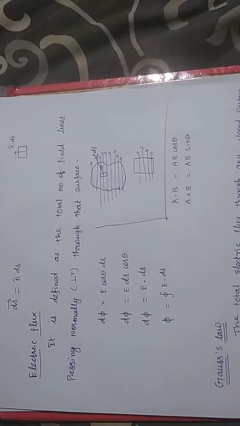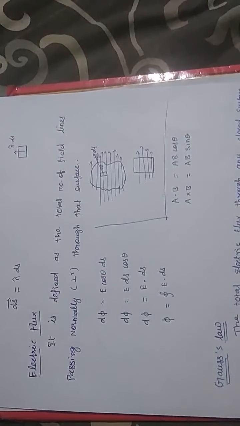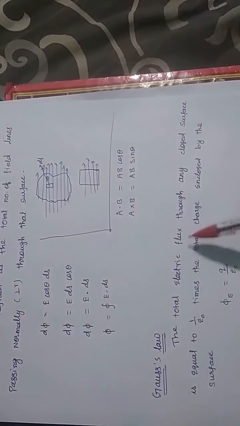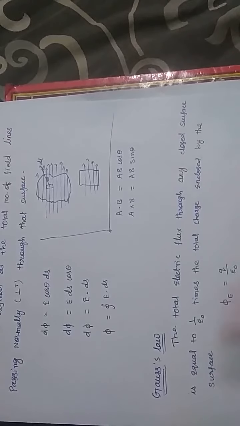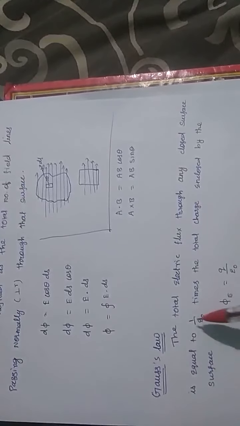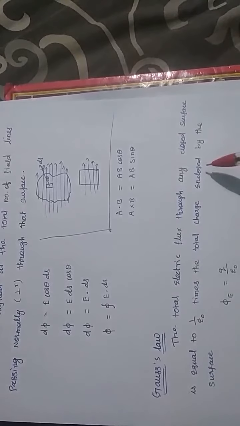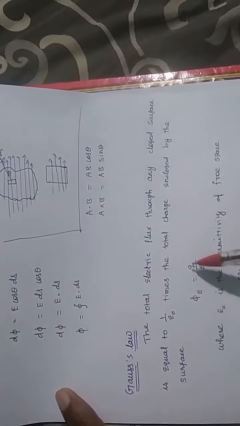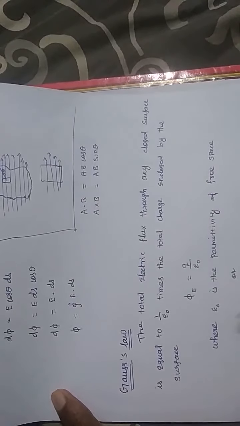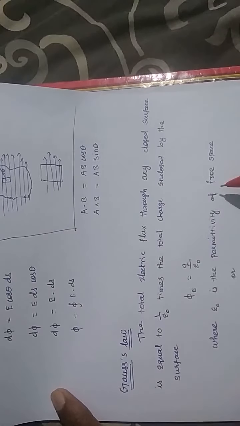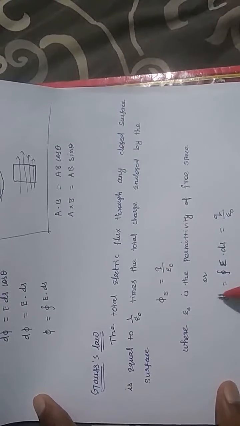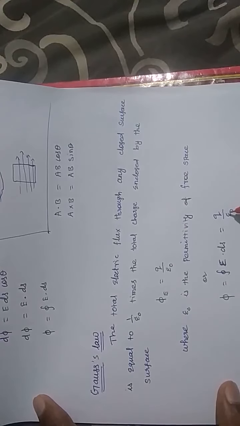Next we are going to proceed with Gauss law. Gauss law is defined as the total electric flux through any closed surface is equal to 1 by epsilon naught times the total charge enclosed by that surface. It can be represented as phi equal to q by epsilon naught, where epsilon naught is the permittivity of free space, or this expression can be written like this: phi, which is equal to the integral of E dot ds, which is equal to q by epsilon naught.